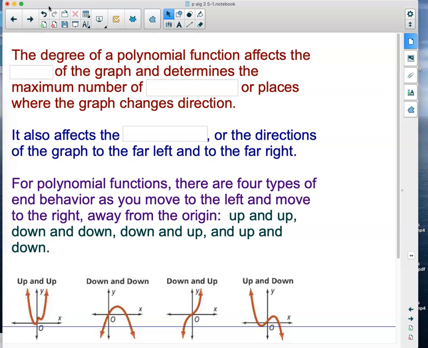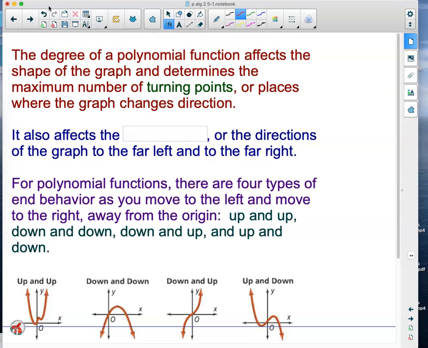So the degree of a polynomial function affects the shape of the graph, and it determines the maximum number of what are called turning points, or places where the graph changes direction. So the degree, the highest power of any of the variables in our equation, is going to tell us something about the graph. And like it says, it's going to tell us also, with a little bit of math, not much, the number of turning points. So turning points are when the graph was going up and all of a sudden it started to come down.